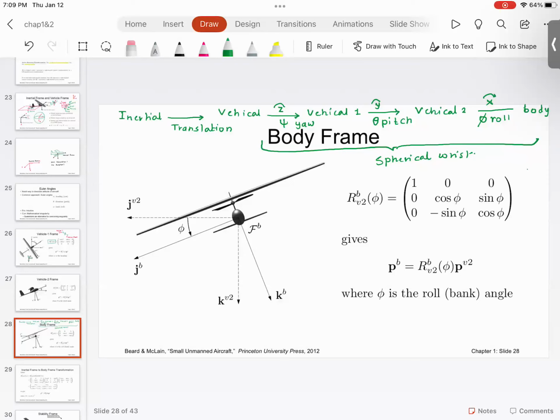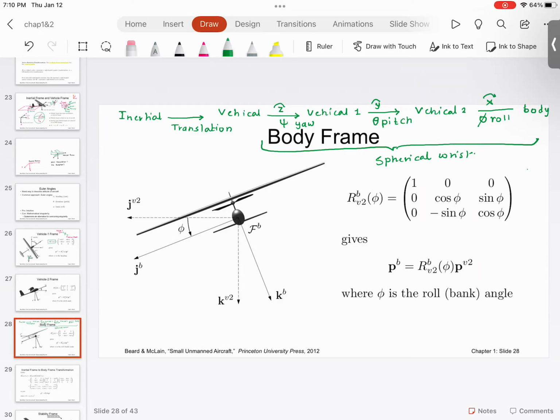First, the inertial frame. When it is translated to the CG of the vehicle, it becomes the vehicle frame. When the frame attached to the CG of the vehicle is yawed, it becomes the vehicle 1 frame. When the vehicle 1 frame is pitched, it becomes the vehicle 2 frame. And when that vehicle 2 frame is rolled, it becomes the body frame. And all the sensor measurements that you get are in this body frame. Everyone understood this? Yes.